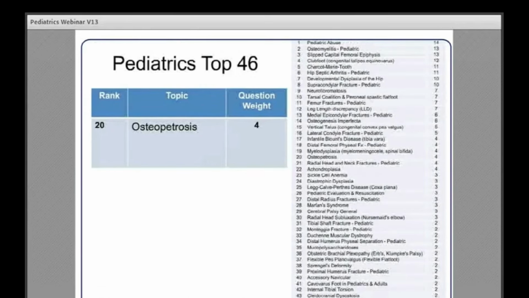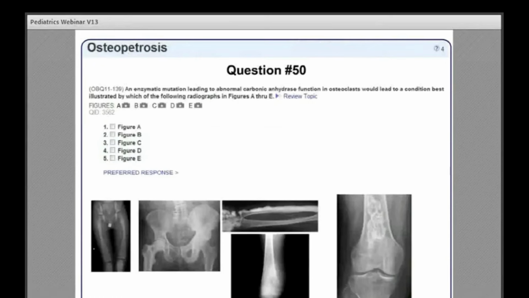Osteopetrosis. An enzymatic mutation leading to abnormal carbonic anhydrase function in osteoclasts would lead to the condition best illustrated by which of the following x-rays in figures A through E.